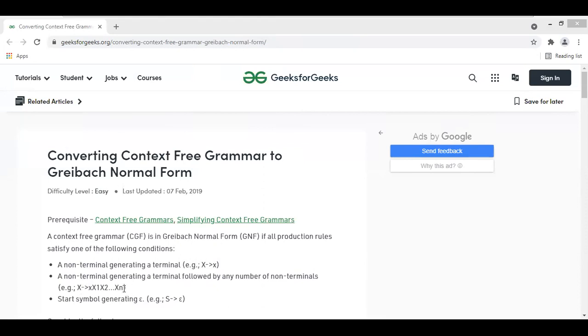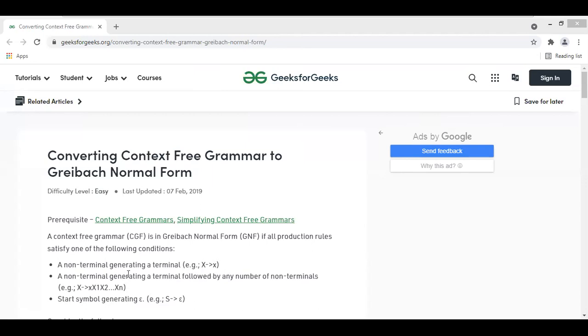Up to now we have two syntaxes. What are those? X tends to small x, that is a non-terminal tends to terminal, that means variable tends to terminal. Capital letter tends to small letter, just for your identification, like that.